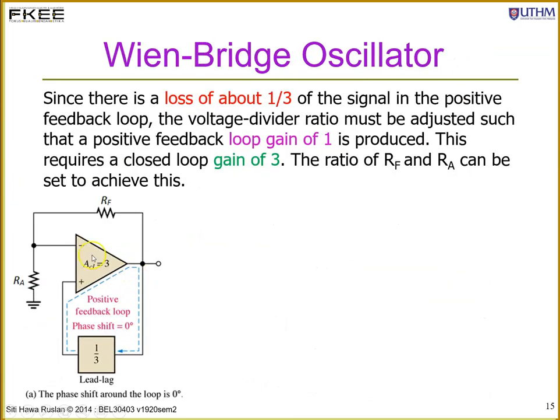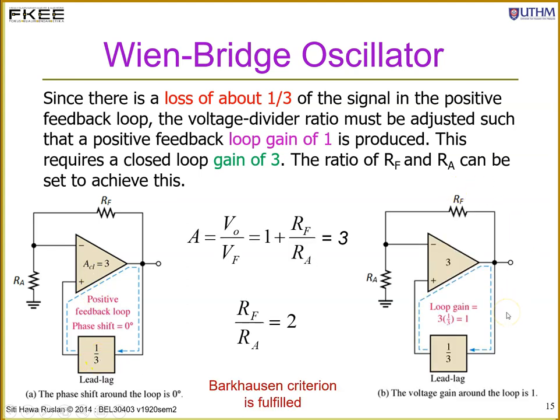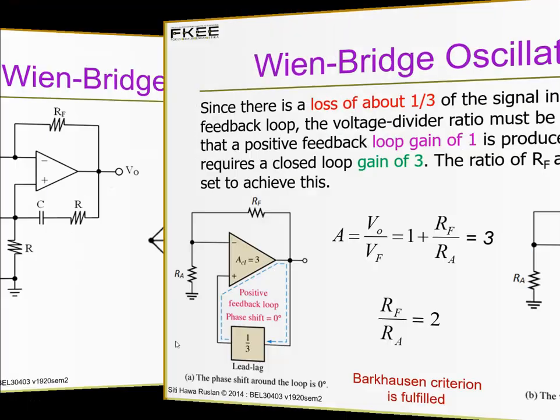And if you look again at the circuit just now, this is the feedback. The beta is 1 over 3. This circuit will fulfill the Barkhausen criteria. The loop gain: A is 3, beta is 1 over 3. A multiplied by beta equals 1. And just now, the gain is positive, and we get that beta is also a positive value. So the total phase shift around the loop is 0.